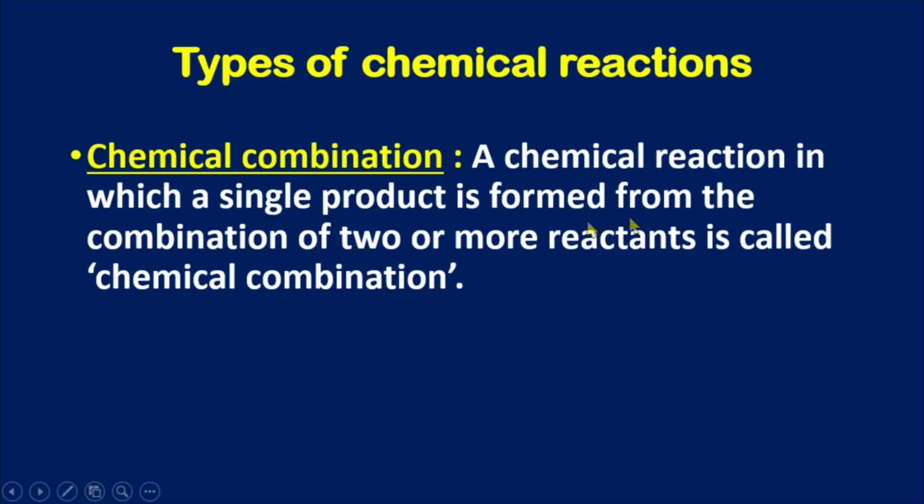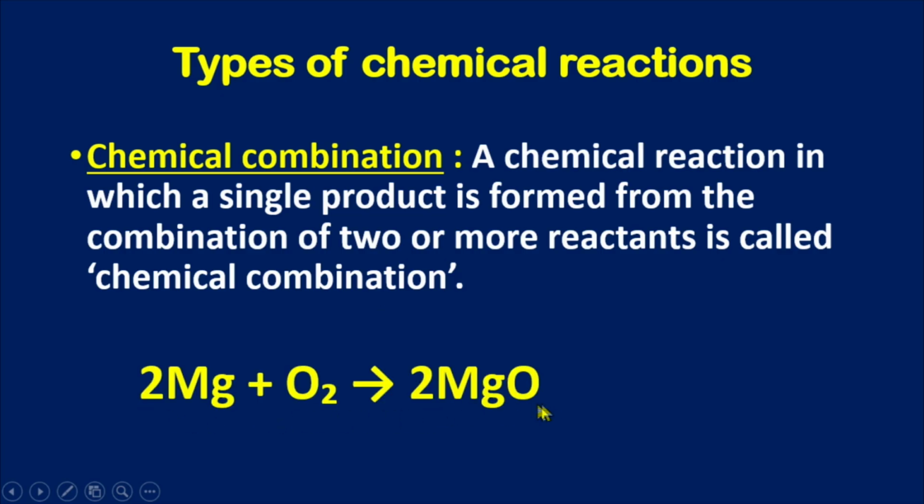A chemical reaction in which a single product is formed from the combination of 2 or more atoms is called chemical combination. 2 Mg plus O2 gives rise to 2 MgO. So here magnesium and oxygen are combining to form magnesium oxide. 2 elements are combining to form 1 compound. This is called as chemical combination.